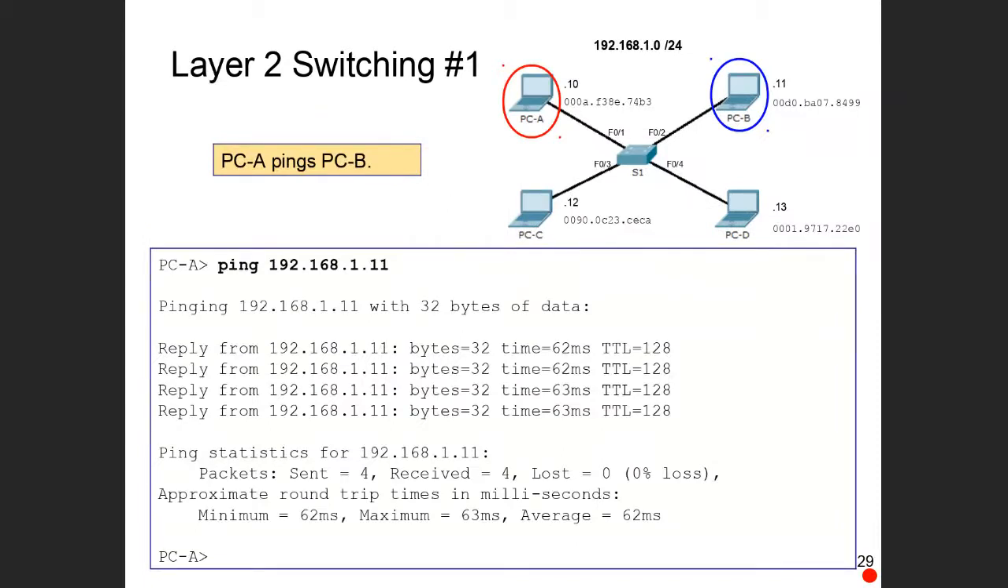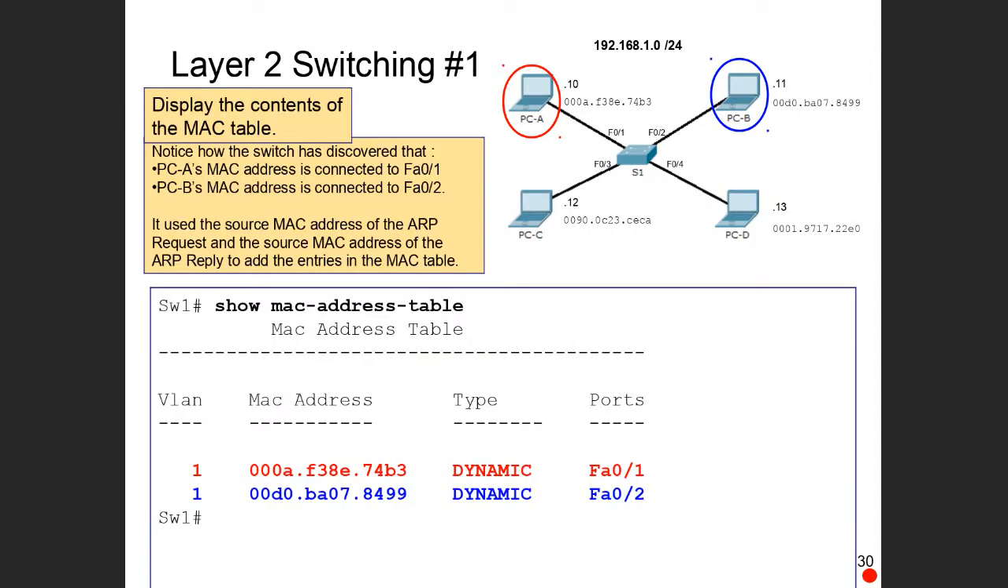So PCA will ping PCB. PCA pings the ping address. Normally in the real world, the first reply would fail because of the ARP process. Now what's going to happen when we look at our MAC address table? It has learned the two devices plugged into ports 1 and 2 that pinged each other. It's learned their MAC addresses, and they're in the MAC address table.